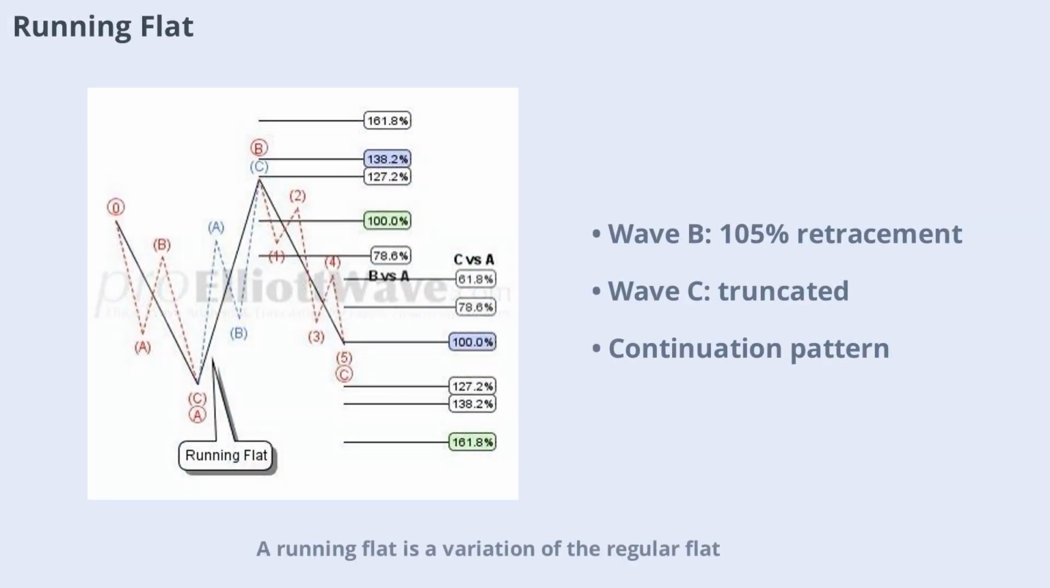A running flat is a variation of the regular flat. The structure is 3-3-5, with wave A as a 3-wave pattern and never a triangle. Wave B is subdivided into a 3-wave pattern and retraces at least 105% of wave A, often up to 138.2%. Wave C does not go beyond wave A and is truncated.